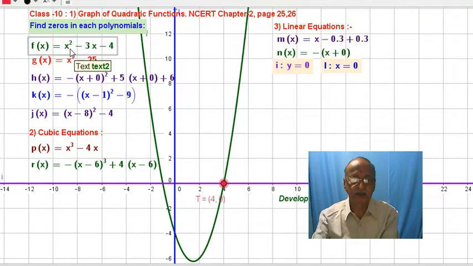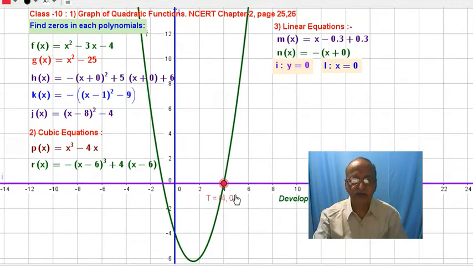X is equal to 4. So 4 squared is 16. Then 3 times 4, the value of x is 4, so it's 12. And minus 4. This minus 12 minus 4 will be minus 16. And the value of x squared at this point, when x is equal to 4, is 16. So 16 minus 16 is equal to 0. Means the value of y at this point is 0.